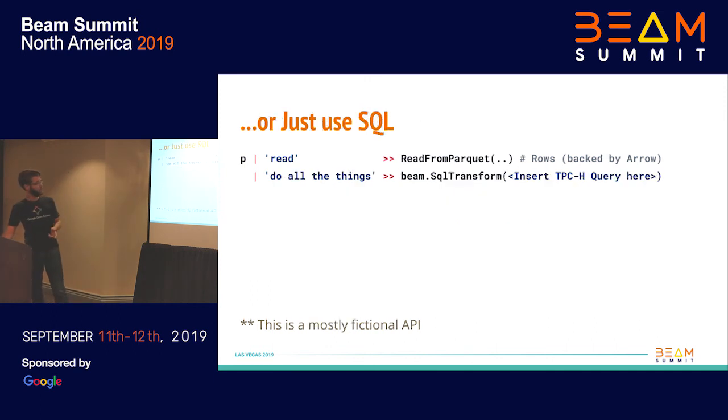Or actually, the way you could do this is you could just use SQL, right? At the beginning I showed you a SQL string. We have a SQL transform in Beam. We could just use that maybe. So you could read from Parquet in the same way, produce rows that are backed by Arrow, and then pipe that into a SQL transform with the argument of just the SQL string that I showed you before.